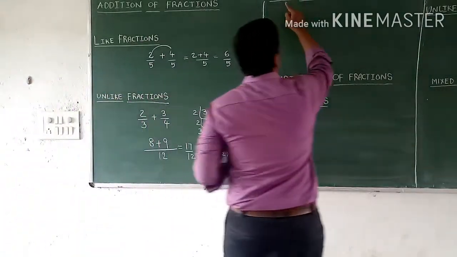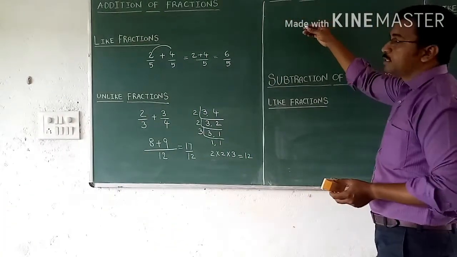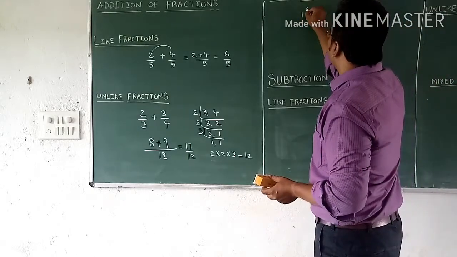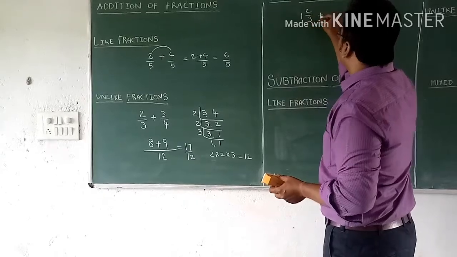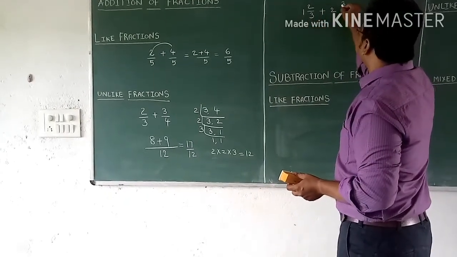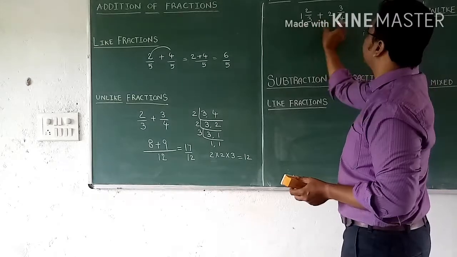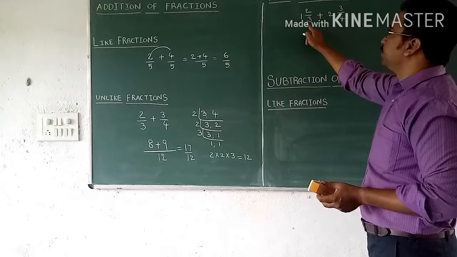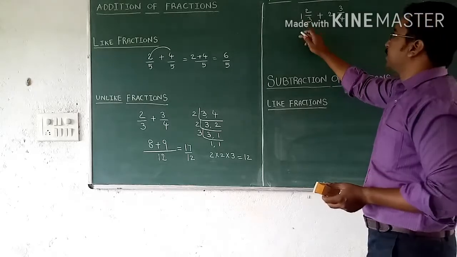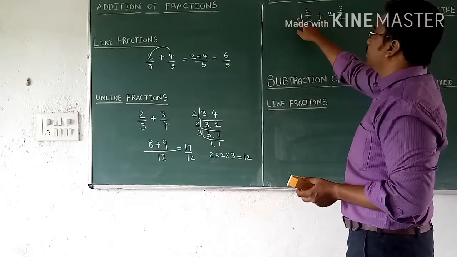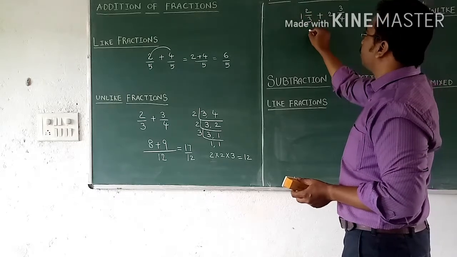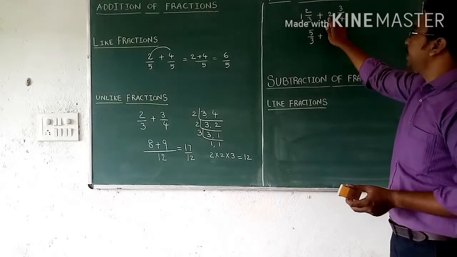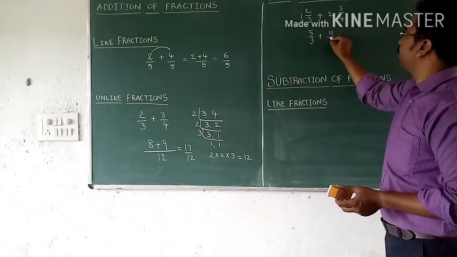Now see addition of mixed fractions. We already discussed how a mixed fraction is. See here, I am taking two mixed fractions, 1 2 by 3 plus 2 3 by 4. These two are mixed fractions. Now I am going to add these two mixed fractions. First of all, I am converting these mixed fractions into improper fractions. So how? 3 into 1, 3, 3 plus 2, 5, 5 by 3 plus 4 into 2, 8, 8 plus 3, 11 by 4.